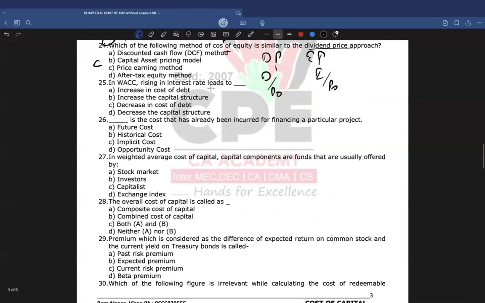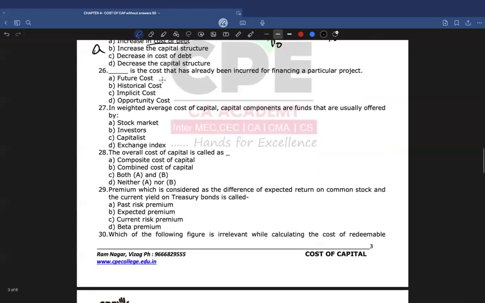In WACC, rising interest rate leads to what? If interest rate rises, obviously cost of debt must rise. So A, increase in cost of debt. That is the cost that has already been incurred for financing a particular project. Already incurred means it is old, so it's a historical cost.